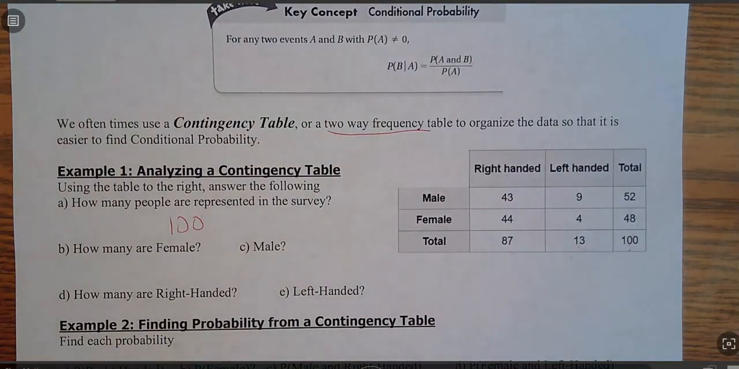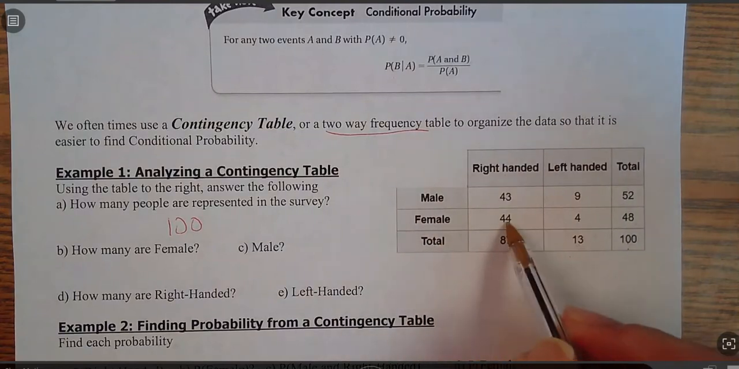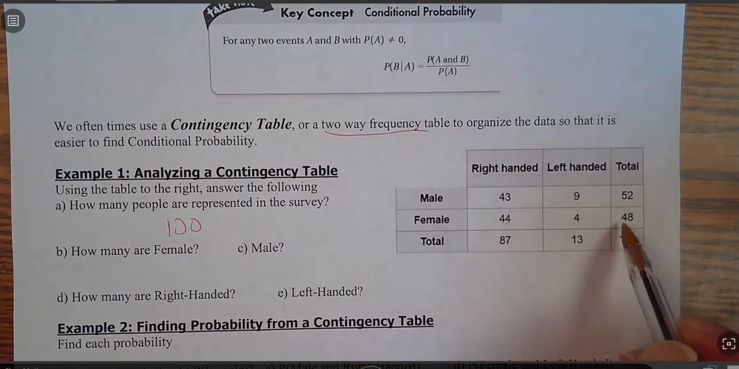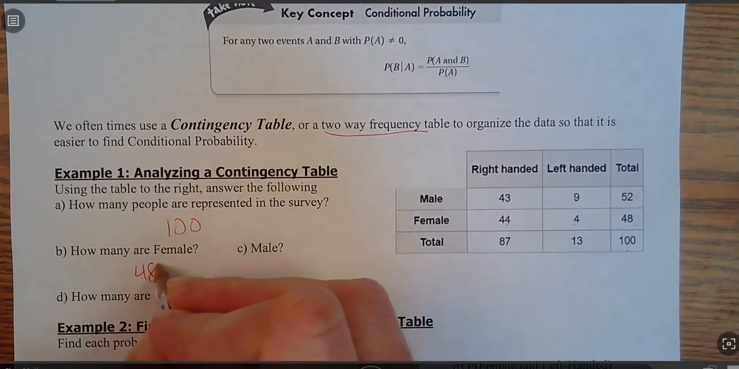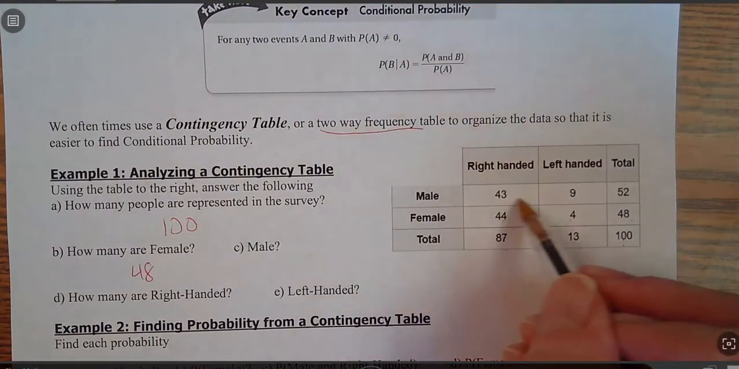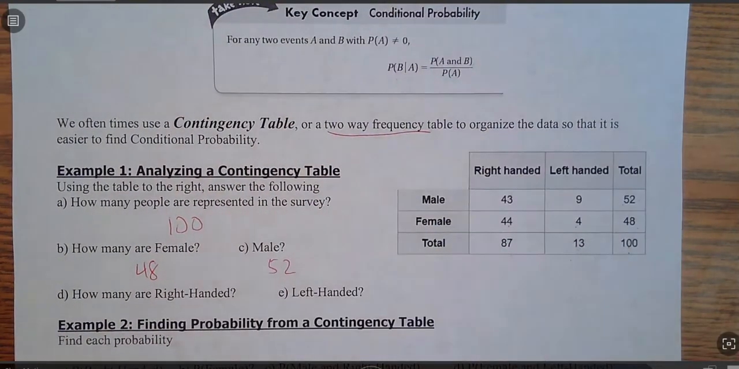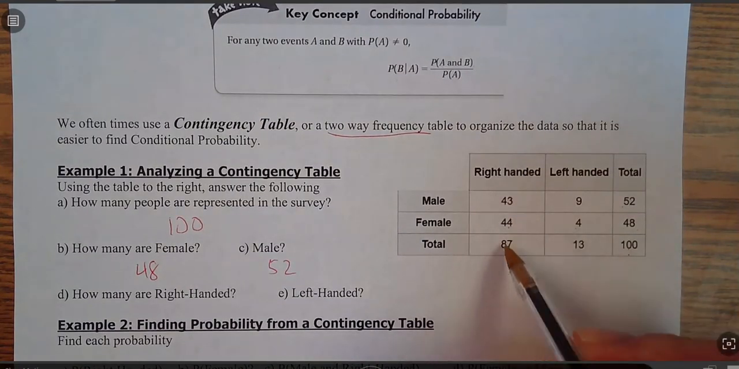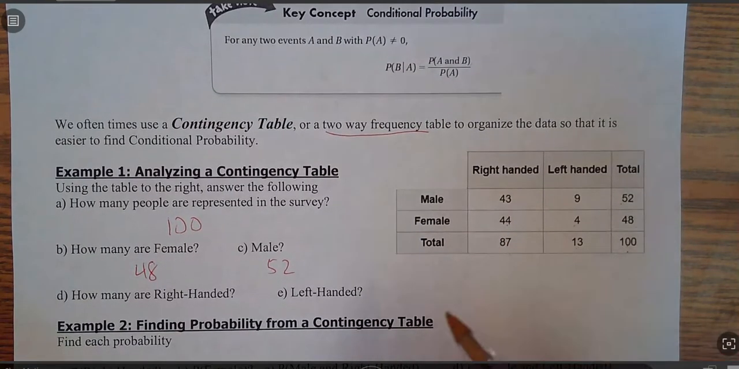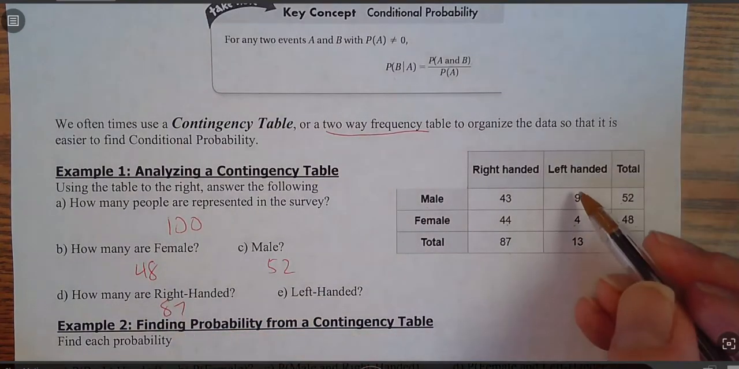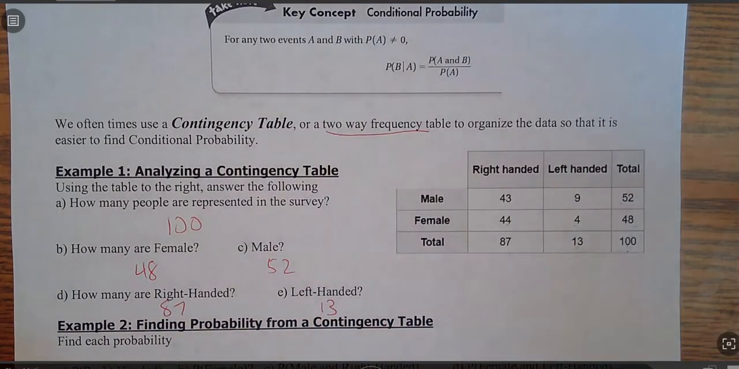Now, how many are female? Well, there's 44 right-handed and 4 left-handed, but there's 48 total female. So there's 48 female. How many are male? 52. How many are right-handed? Well, I'm going to go to the right-handed column. The total number of people who are right-handed is 87. Total number of people who are left-handed is 13. Okay, so that's kind of how you read it.